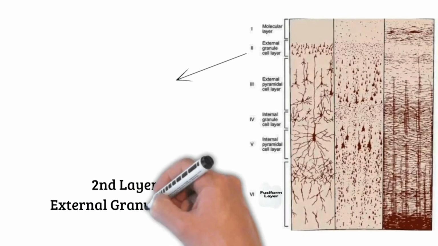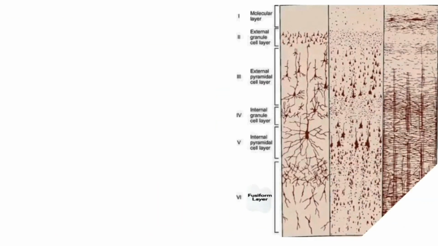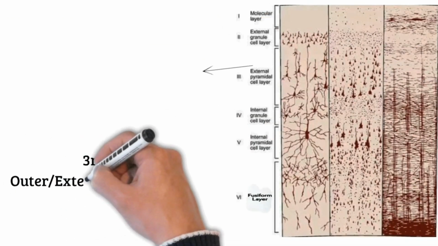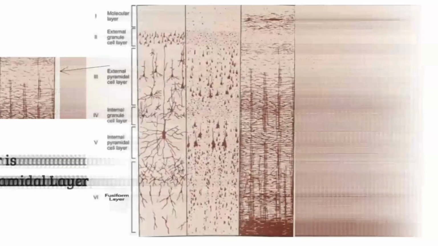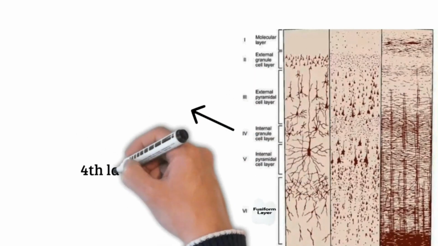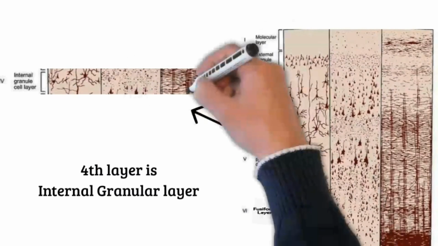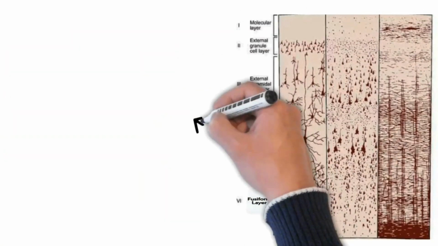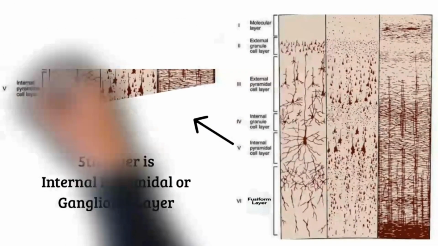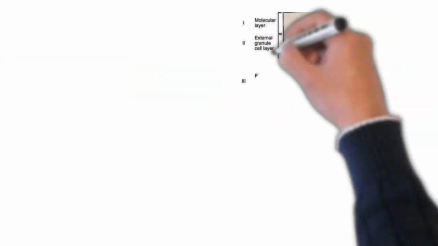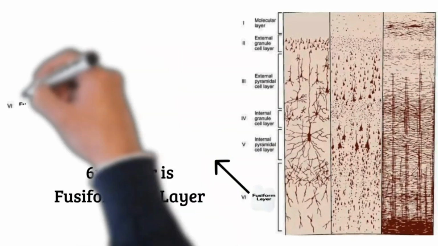The second layer is external granular layer. Now, the third layer is outer or external pyramidal layer. The fourth layer is internal granular layer. The fifth one is internal pyramidal or ganglionic layer. And the last one, the sixth layer, is fusiform cell layer.